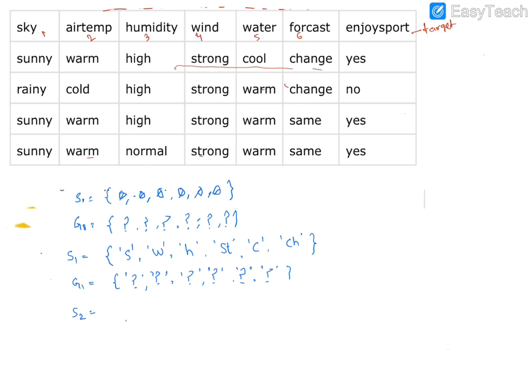And next I am going with the second, S2. What is S2? It is a negative example. Whenever we are going to deal with a negative example, what do we have to do? We should not change the specific. Specific should be as it is: S, W, H, ST, C, CH as it is from the previous record.